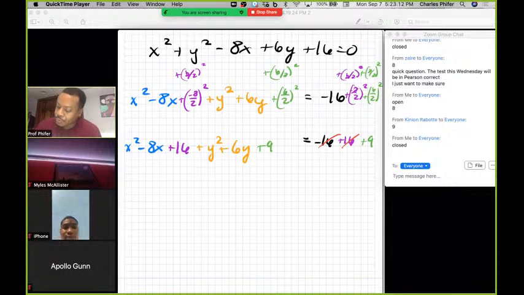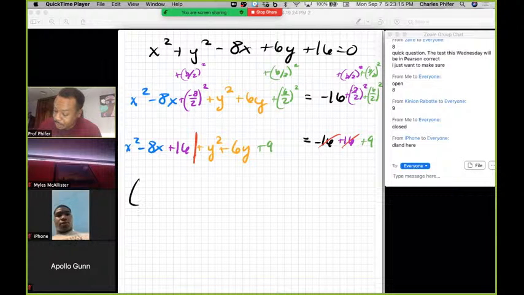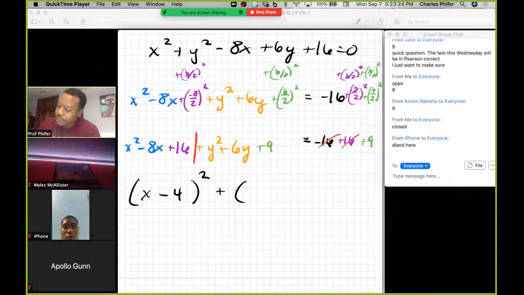If we focus on the first three, we can factor, right? So can we do something like this? What is it? X minus 4, right? That's going to be a positive 16 squared, right? And then the second set, y, I think it's plus 3. 3 times 3 is 9. 3 plus 3 is 6 squared. And this is going to be 3 squared.